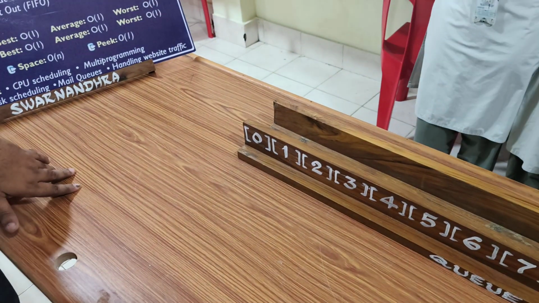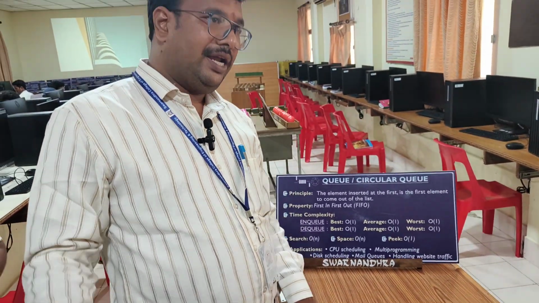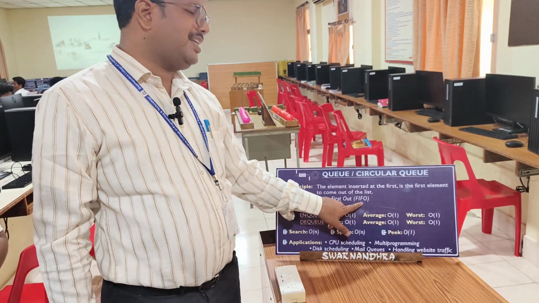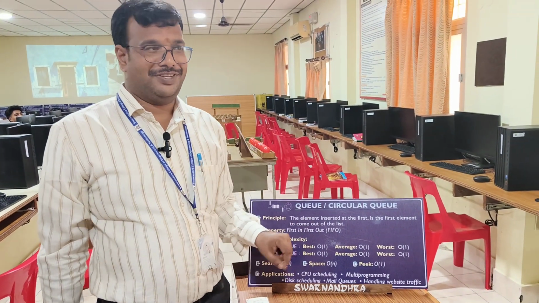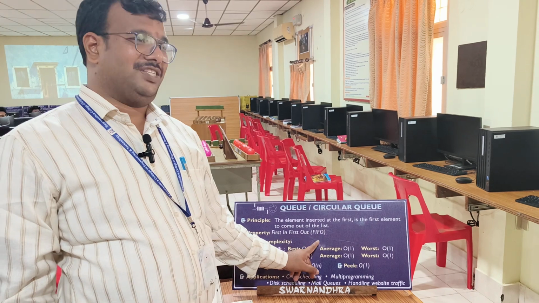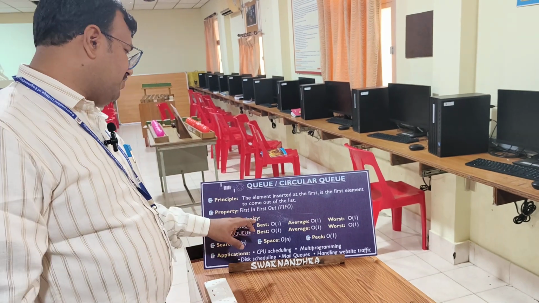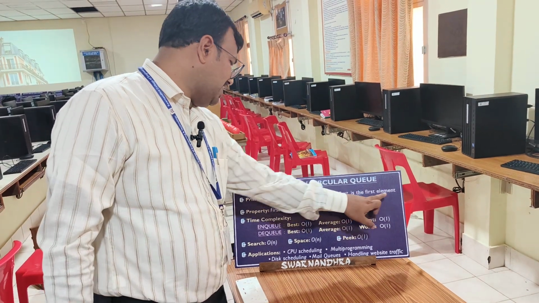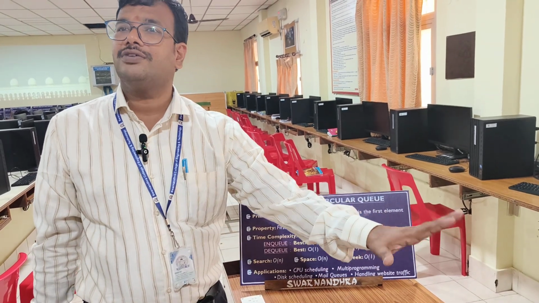What is a queue? A queue is also a linear data structure. The previous one, stack, is also a linear data structure. A queue follows the first in first out principle, so whoever comes first will go out first. A queue follows FIFO. FIFO means first in first out. The element inserted first is the first element to come out of the list.